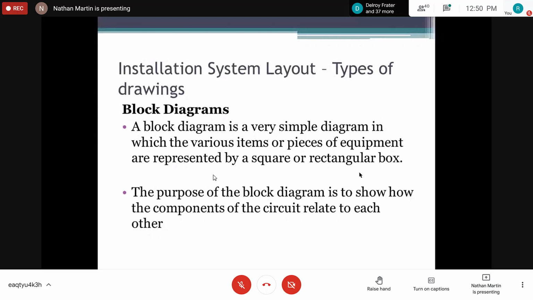A block diagram is a simple diagram in which various items or pieces of equipment are represented by a square or a rectangular box, right? See, that's what it is. The purpose of the block diagram is to show how the components of a circuit relate to each other. It shows you the flow of the circuit. So it shows you that the supply is connected to the distribution box, and probably a lathe in a square is connected to a particular distribution box and so on, right? So it's very useful to show the flow of electrical components in a drawing.